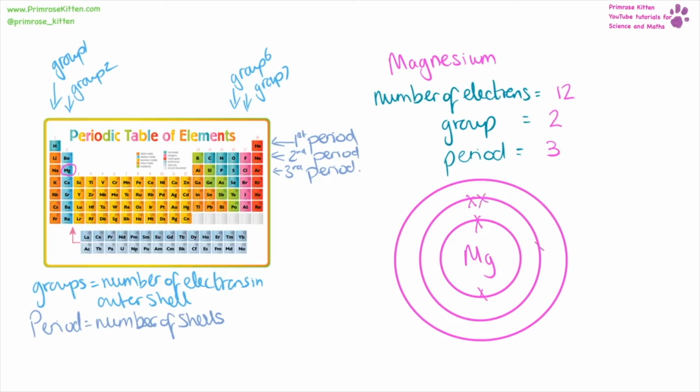1, 2, 3, 4, 5, 6, 7, 8 go on the second shell. That's the most that can fit in that shell. That brings us up to 10. 10, 11, 12, 2 electrons on the outer shell. From the periods, we know that the first shell can hold a maximum of 2 electrons, the second shell can hold a maximum of 8 electrons, the third shell can hold a maximum of 8 electrons, and then you only need to know up to calcium, so another 2 for your GCSE.